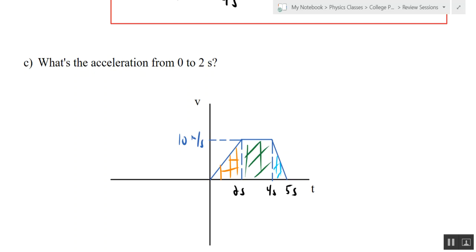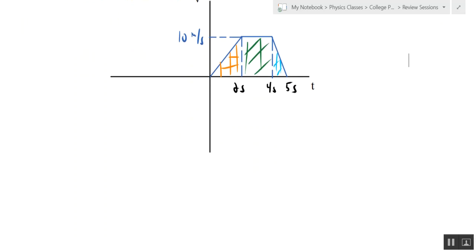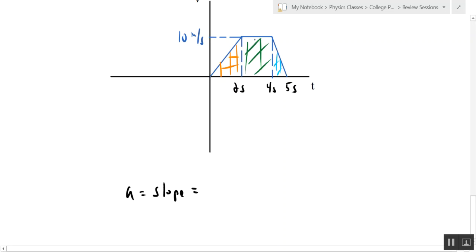Okay, so how would you find acceleration from a v versus t graph, first of all? It's the slope. In this case, from 0 to 2 seconds, right? So you've got to find the slope of this line. That's all you need to do. A is the slope for a v versus t graph. So it's just the rise, so what's the rise for this case? 10, because you go up 10.